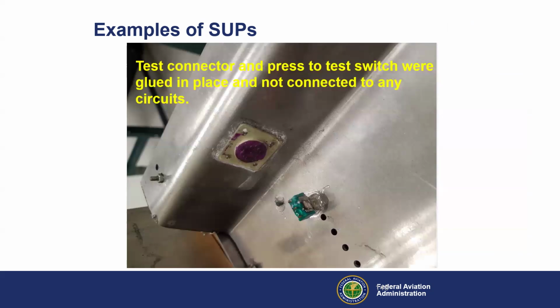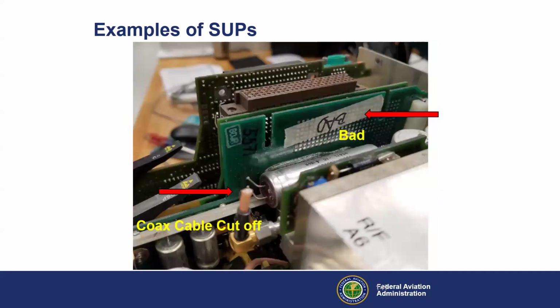Test connector and press to test switch in this unit were glued in place, and they weren't even connected to any wiring. Here is the inside of the box. You've got a coax cable cut off, and we even have a printed circuit board that's taped with the word bad.